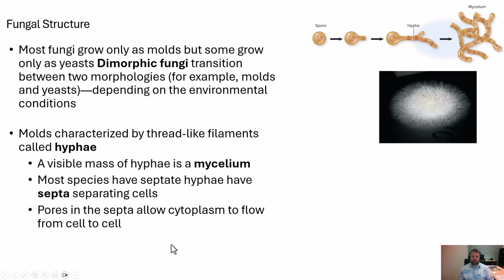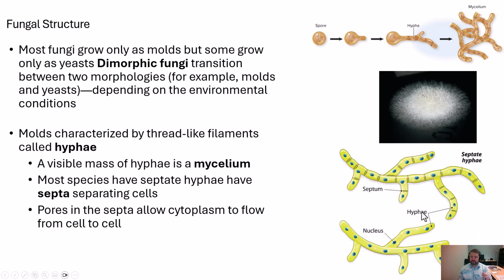But when I was talking about the division, in septate hyphae they have septa, which separate each cell, and there are really two classifications. Most species are septate hyphae, but some are not. Some are actually coenocytic hyphae, and there are no septa in those, and the cytoplasm is completely connected throughout the entire hyphae.